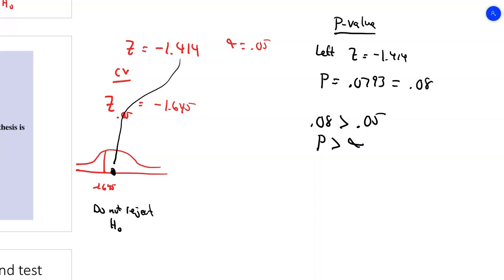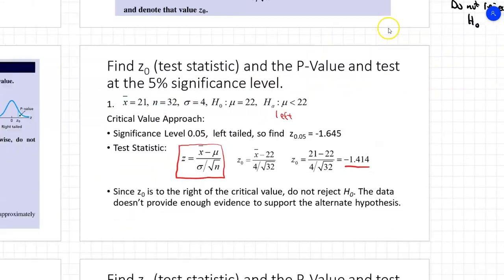Remember, the significance level is the amount of error that I'm willing to accept. So I'm willing to accept up to a 5% error. That p-value is above that, right? That p-value is 0.08. So too much error for me to be comfortable rejecting the null. Do not reject the null. We better get the same answer both ways, right? So there shouldn't be any cases where the critical value gives you one answer and the p-value gives you another answer. These are just two approaches to get the same result from the problem.